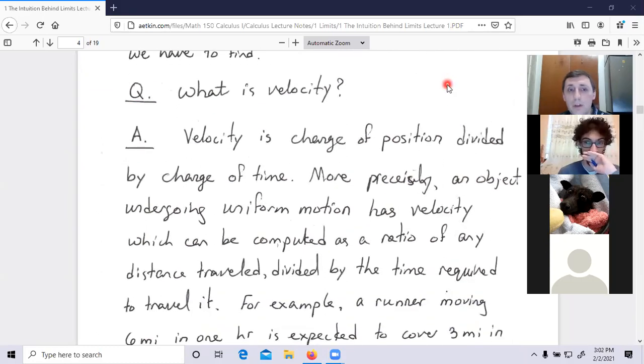So velocity is change of position divided by change of time. That's what velocity is. Do you understand what's the idea of velocity? When something is moving constantly, right, let's say I can jog 6 miles per hour. What does it mean? It means that in 2 hours, I will jog 12 miles, if it's constant speed. In 3 hours, it will be 18 miles. In half an hour, I will jog 3 miles.